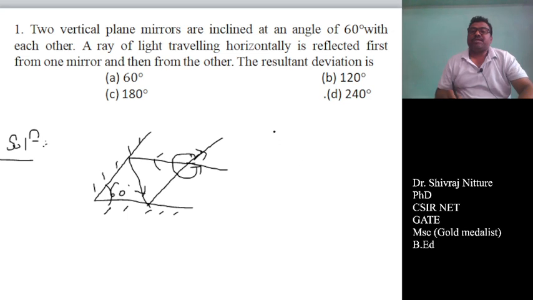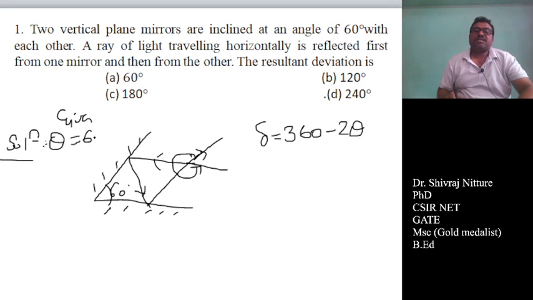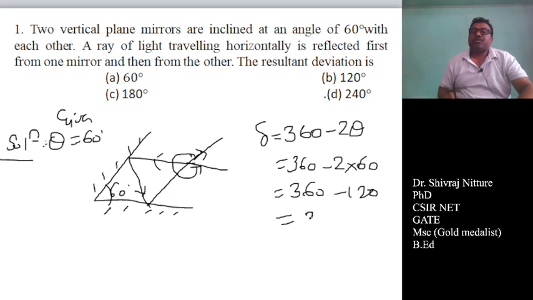As we know, in my class I told you the angle of deviation is given by 360 minus 2 theta. Theta is given, that is 60 degree. So please put 60 degree here. Your answer is 360 minus 2 into 60. So that is 360 minus 120, which is nothing but 240 degrees. 240 degrees is the answer.